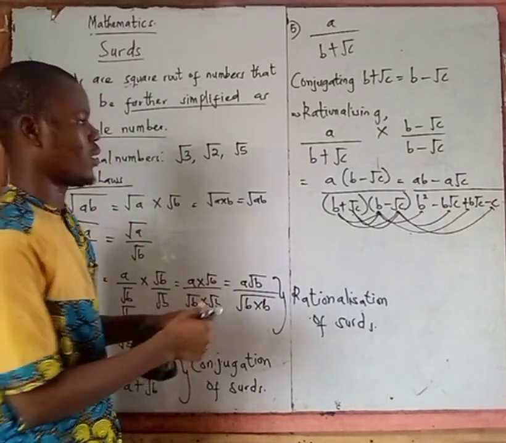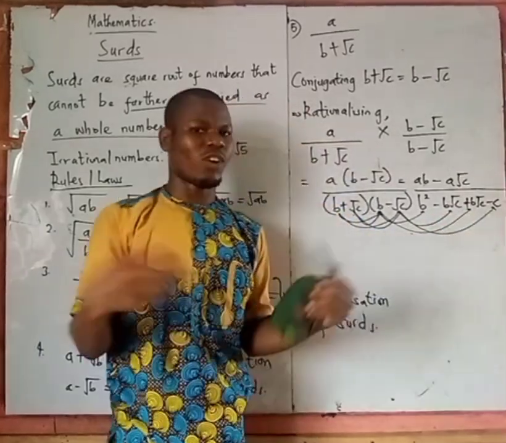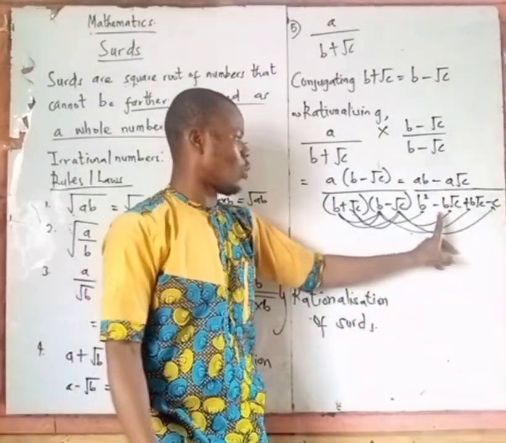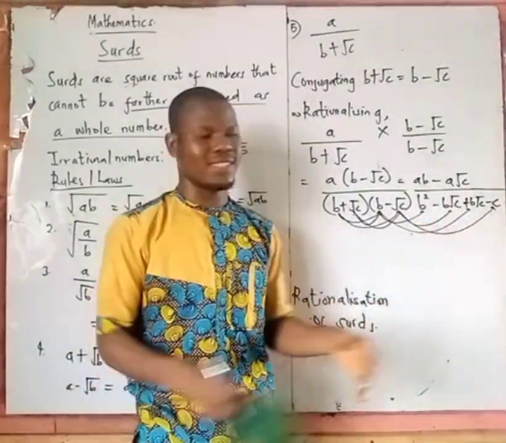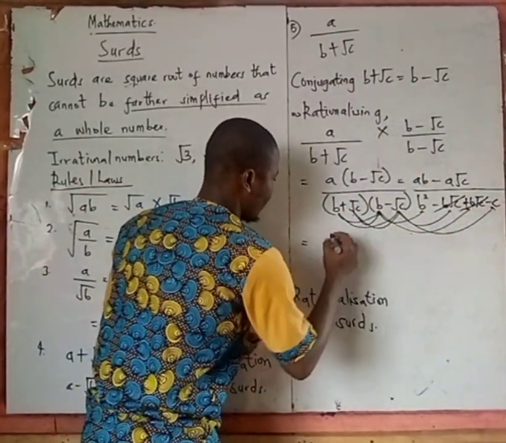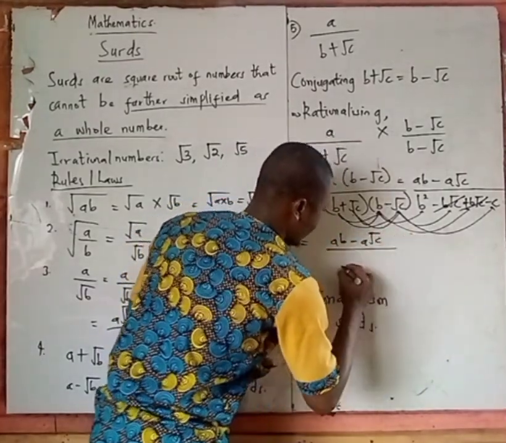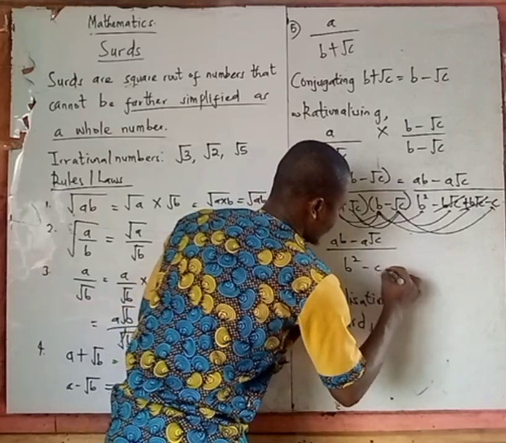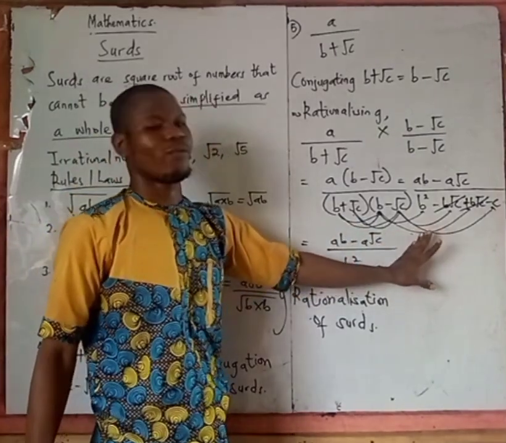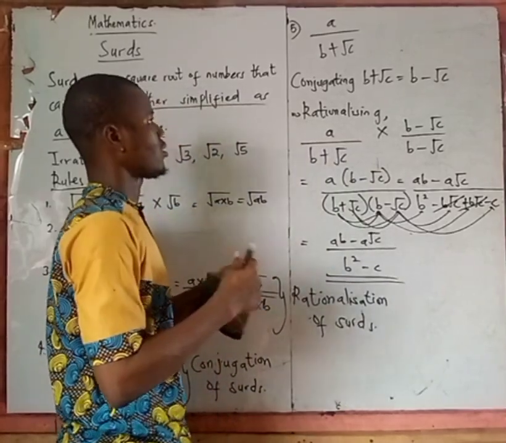So we can now simplify it further. So here we have minus b root c plus b root c. So they'll cancel out. It's like you have minus 2 plus 2, simple as saying 2 minus 2. That is 0. So minus b root c plus b root c gives us 0. So they cancel each other out. So we have ab minus a root c divided by b squared minus c. So this is the final answer we are going to have for this.